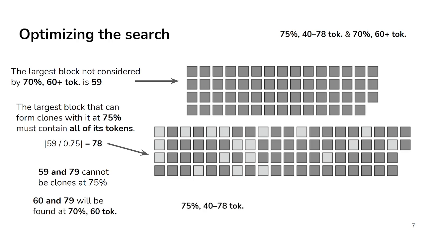Therefore, we can put an upper limit of 78 tokens for the search and lose nothing. In general, all the upper token length thresholds can be calculated similarly using this formula that contains a lower token length threshold of the next less similar search and a similarity threshold of a given search.